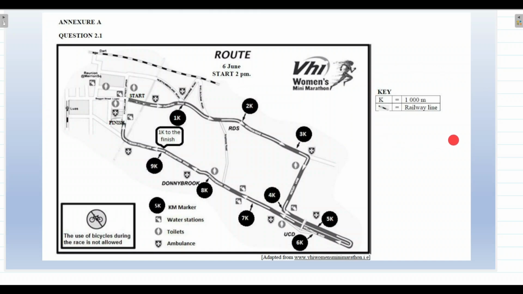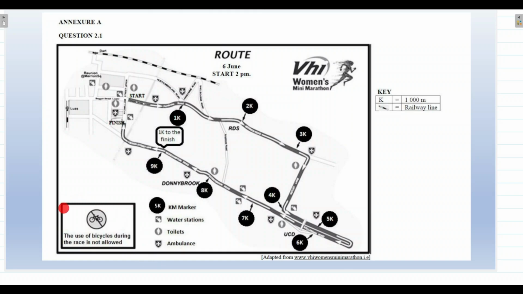Right, we're also given a key here, that the K basically means 1000 meters, so like 1 kilometer, because we know that 1 kilometer is equal to 1,000 meters, right? And we also see that the line with those horizontal solid lines in between basically means that it's a railway line. So we see that, okay, that part there is the railway line.